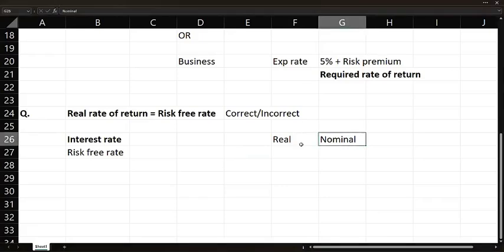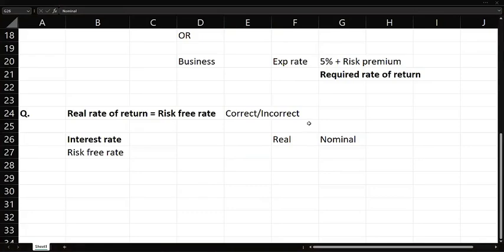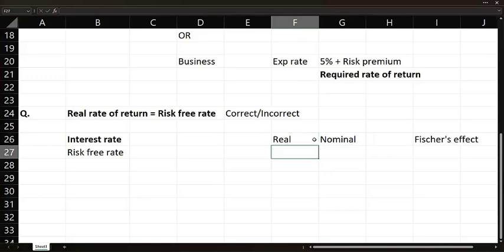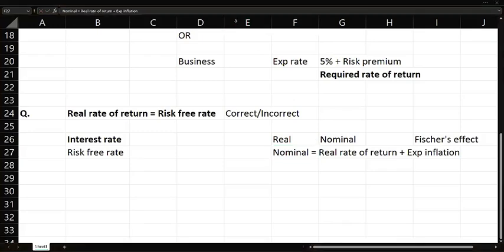As per, if you remember the term, that is known as Fisher's effect. So he was the guy. Anyone heard of this? Fisher's effect? That is what we learned in economics. So according to him, nominal is equal to what you are getting in real terms, your real rate of return, plus the expected inflation. So anything that is devoid of inflation, anything that is net of inflation, before considering the effect of inflation, that is considered as real.